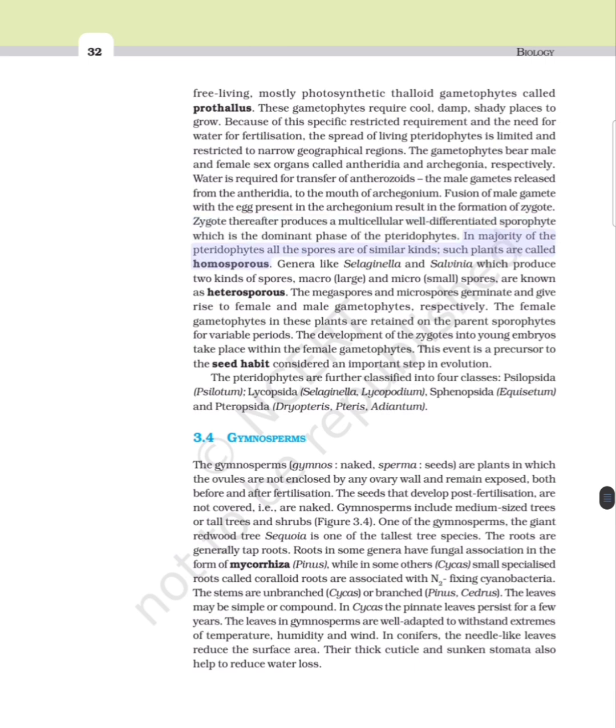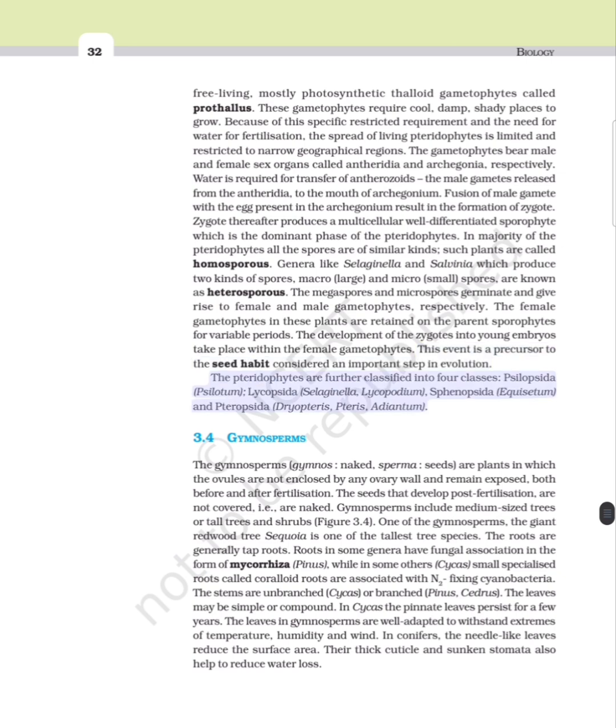In the majority of the pteridophytes all the spores are of similar kinds. Such plants are called homosporous. Genera like Selaginella and Salvinia, which produce two kinds of spores, macro (large) and micro (small) spores, are known as heterosporous. The megaspores and microspores germinate and give rise to female and male gametophytes, respectively. The female gametophytes in these plants are retained on the parent sporophytes for variable periods. The development of the zygotes into young embryos takes place within the female gametophytes. This event is a precursor to the seed habit, considered an important step in evolution.